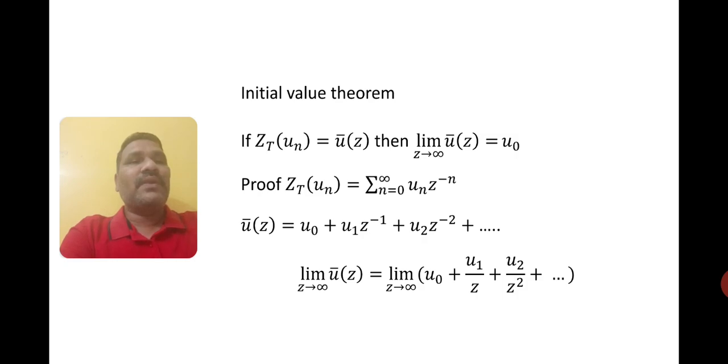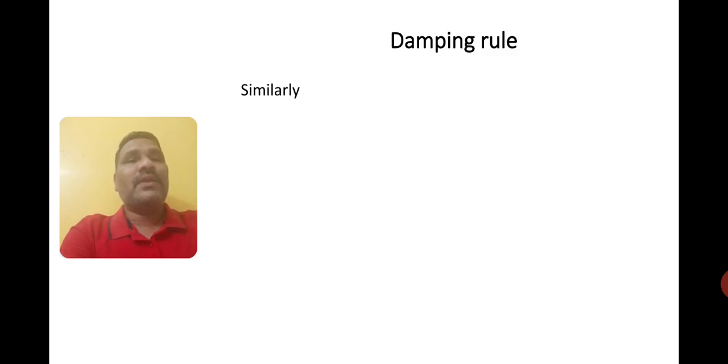Limit as z tends to infinity is equal to u naught plus u1 by z. Whatever u1 z to the power minus 1 is there, I wrote as u1 divided by z, and u2 divided by z square and so on. So when you apply the limit, you see that u1 divided by infinity is nothing but 0, u2 also 0, so left out is only u naught. That is the required answer of the theorem. This is the way I can find u naught, and I can find u1 similarly.